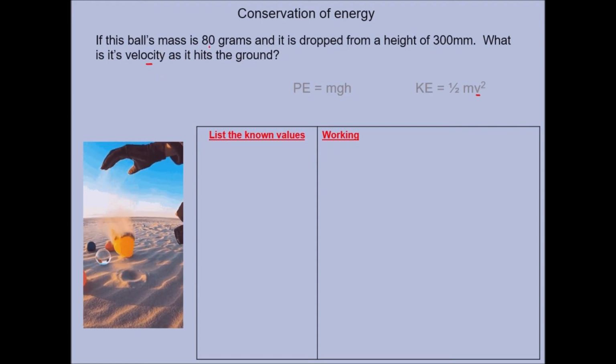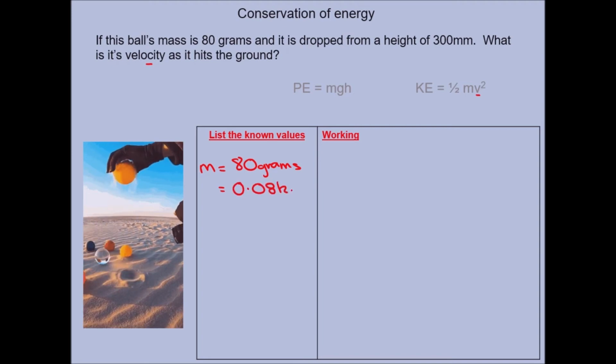So first thing we're going to do, we're going to go through the question and take the known values. So the first value that we've got is 80 grams. Now what's that going to look like? 80 grams. Now you remember from the previous slide we said that the mass is always in kilograms. So what we have to do is divide that by 1,000 to take it from grams to kilograms. So we'll have a value of 0.08 kilograms.